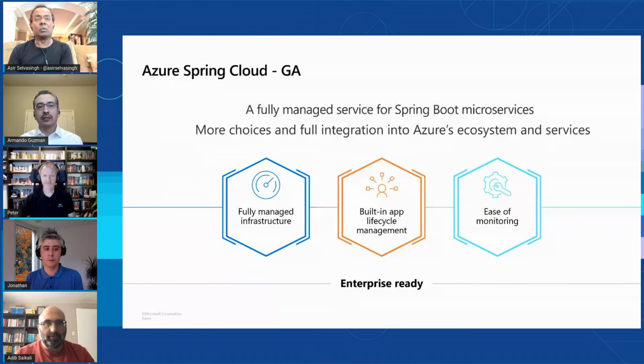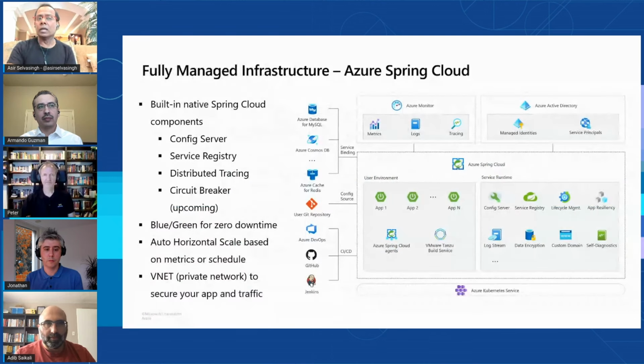Two weeks ago at the SpringOne conference, Microsoft and VMware announced the general availability of the service. Now, a little more details. The big rectangle is Azure Spring Cloud. It's built on Kubernetes. Your apps are running in one of the two dedicated Kubernetes clusters for each service.